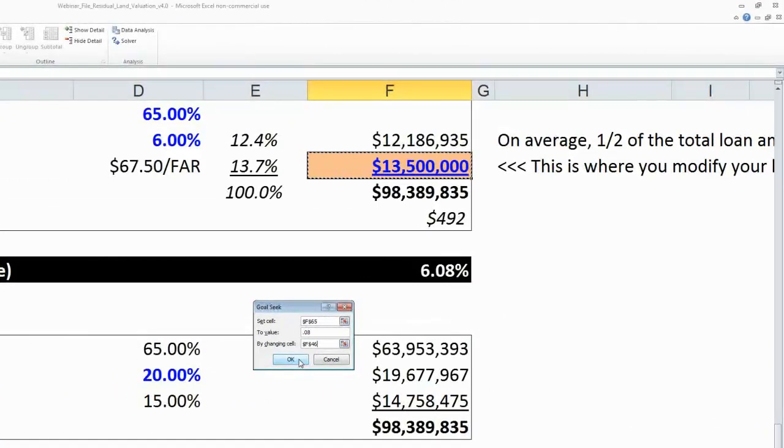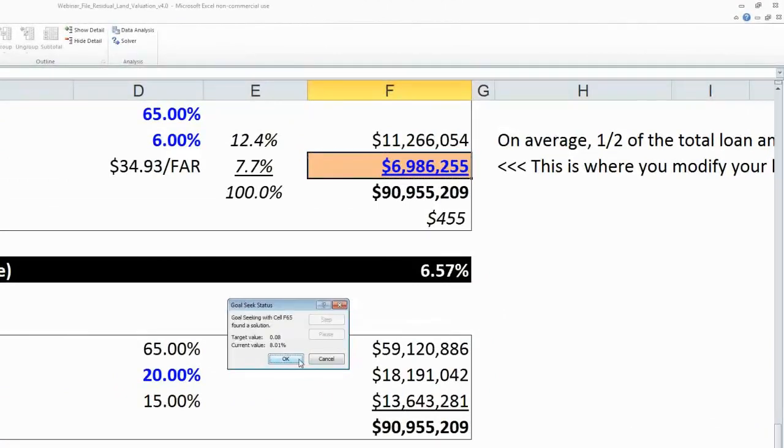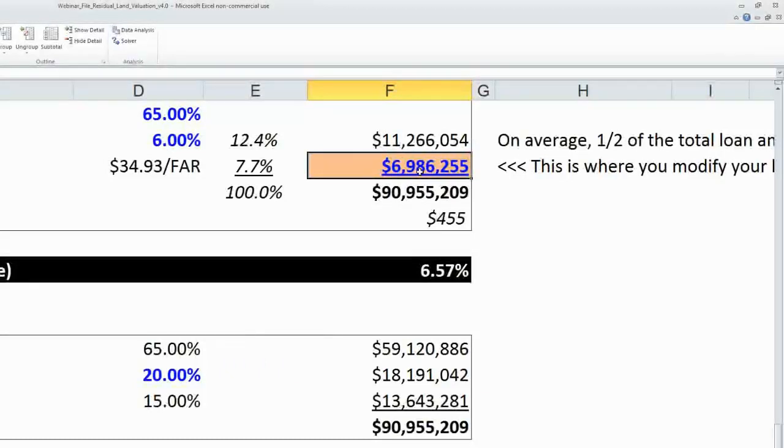Okay, now Excel's going to do this work for us. And I'm simply going to click it. It's going to solve for it. It says target value 0.08, current value 8.01. I click OK, and we see that our land purchase price came down significantly. From a 13.5, it got essentially chopped in half. And so that purchase price for the land allows us to get to this 8% cap rate.